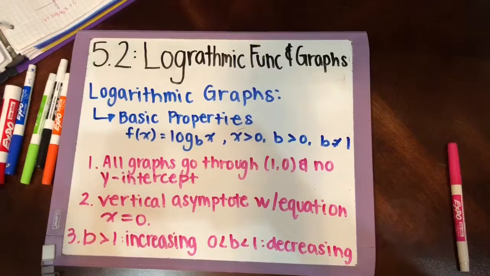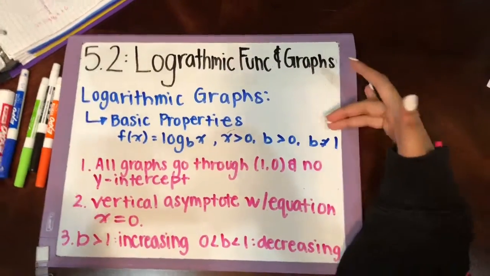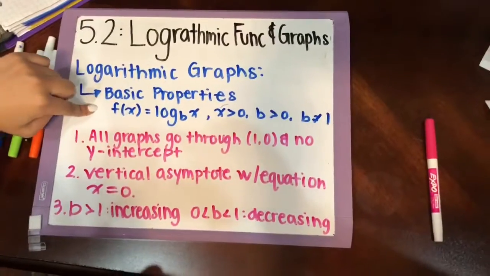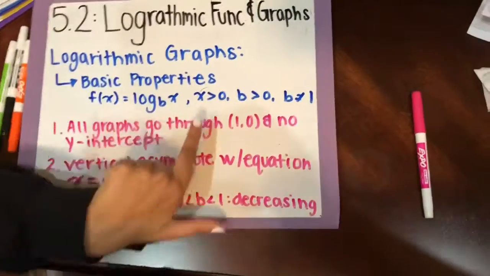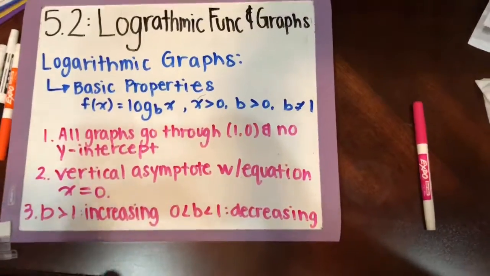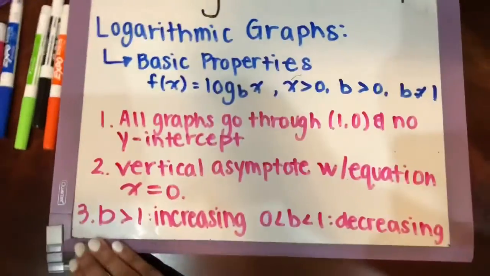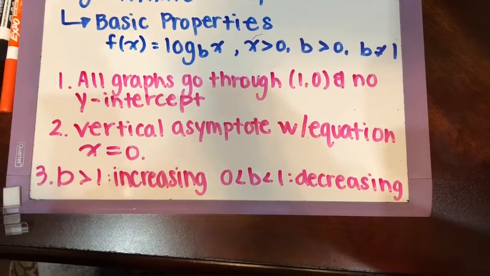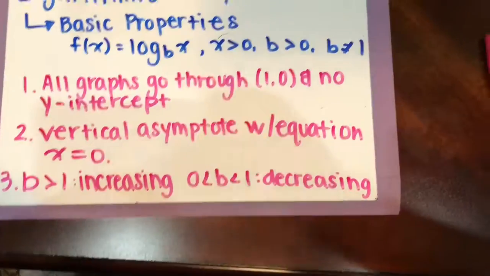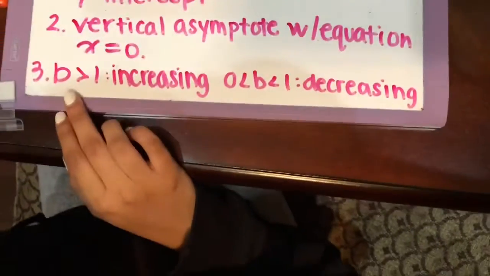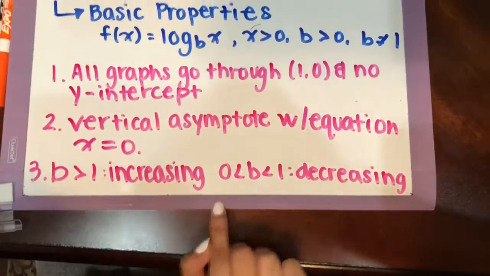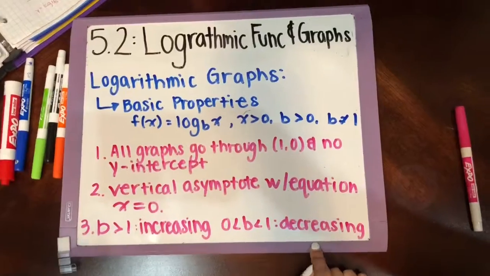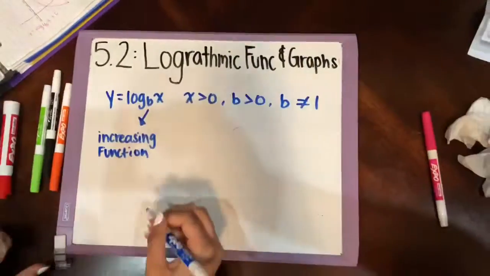Let's look at logarithmic graphs. So the basic properties of the graph f(x) is equal to log base b of x: x is bigger than 0, b is bigger than 0, and b can't equal to 1. First things first, all graphs go through the point (1, 0), and the graph has no y-intercept. Secondly, the y-axis is a vertical asymptote with the equation x is equal to 0. And when b is bigger than 1, it is an increasing function. And when 0 is less than b is less than 1, it is a decreasing function.